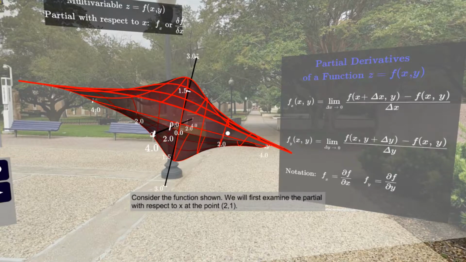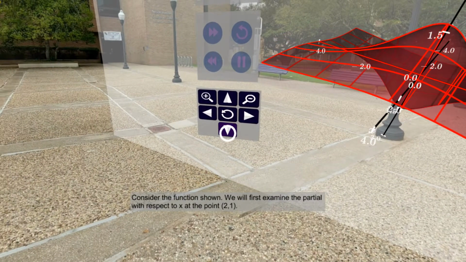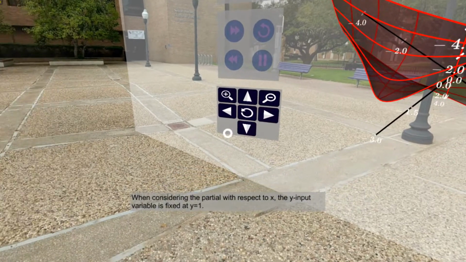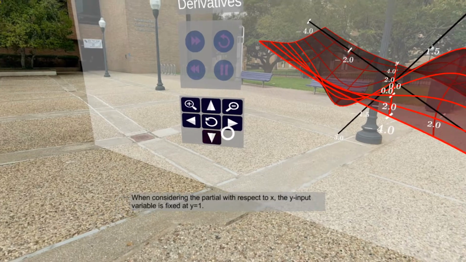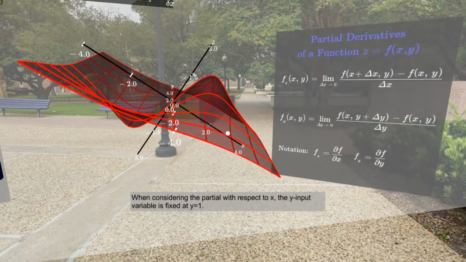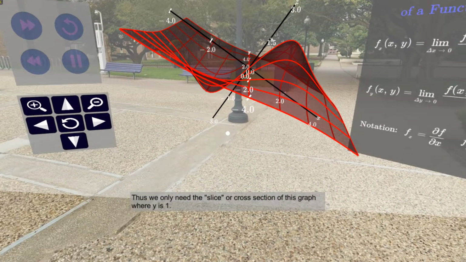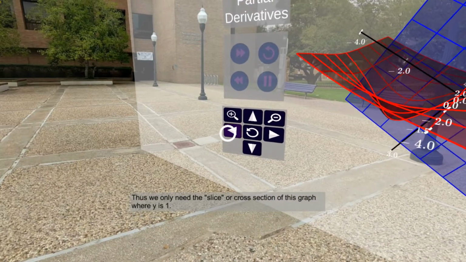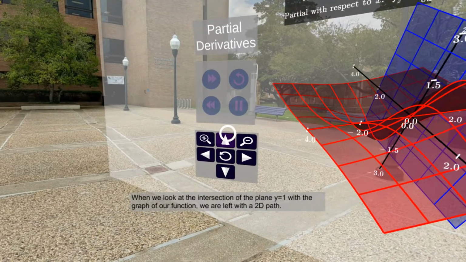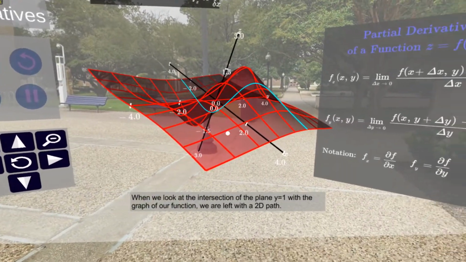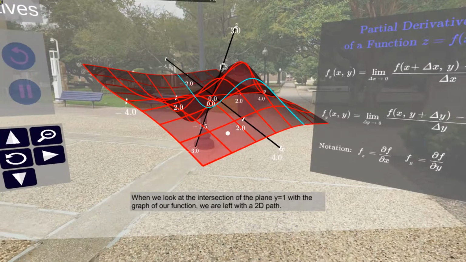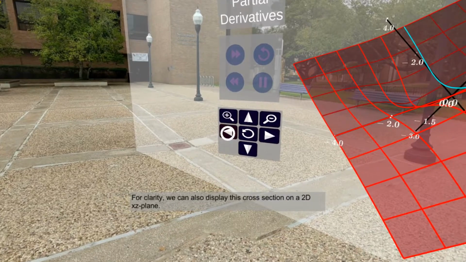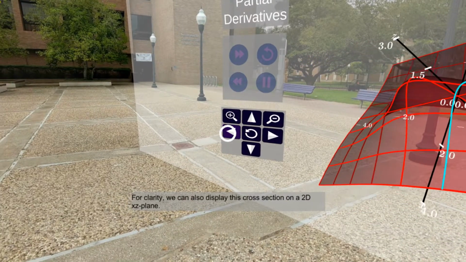Consider the function shown. We will first examine the partial with respect to x at the point 2, 1. When considering the partial with respect to x, the y input variable is fixed at y equals 1. Thus, we only need the slice or cross-section of this graph, where y is 1. When we look at the intersection of the plane y equals 1 with the graph of our function, we are left with a 2D path. For clarity, we can also display this cross-section on a 2D xz plane.